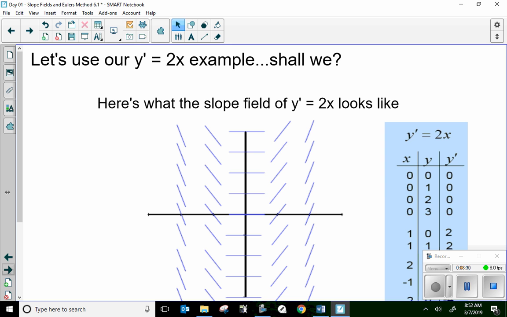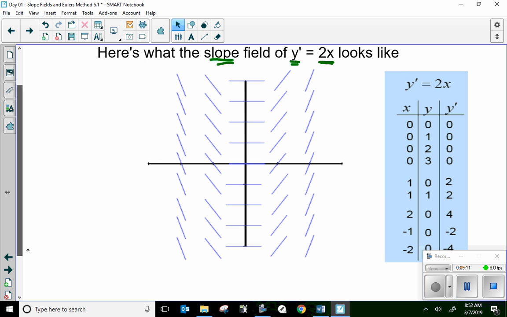Okay, let's take a look at an example of a slope field. We've been using y prime equals 2x. We've had a derivative of 2x as an example for everything we've done so far. So let's keep on using that, shall we? Here's what the slope field for y prime equals 2x looks like. Now keep in mind, slope is the same thing as derivative, okay? So if my derivative is 2x, this is what my slope field looks like. It is a series of straight lines at coordinates that represent the slope at that coordinate. Let me say that again.